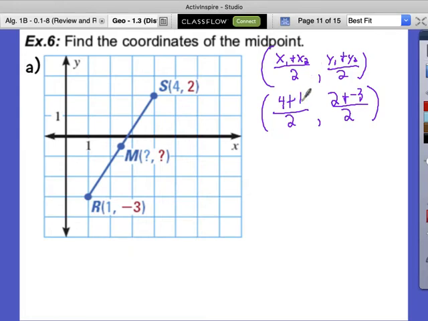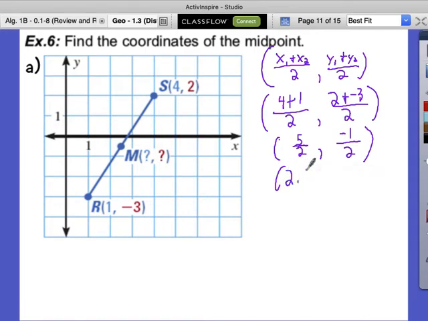What is 4 plus 1? 5. 5 divided by 2, comma. What's 2 plus negative 3? Negative 1, because the negative 3 is bigger. Over 2. Now you could leave this as a fraction, or could you make it a decimal? What's this as a decimal?